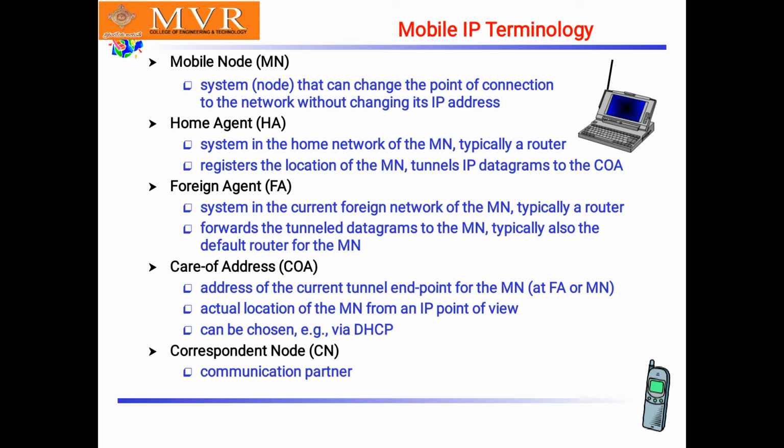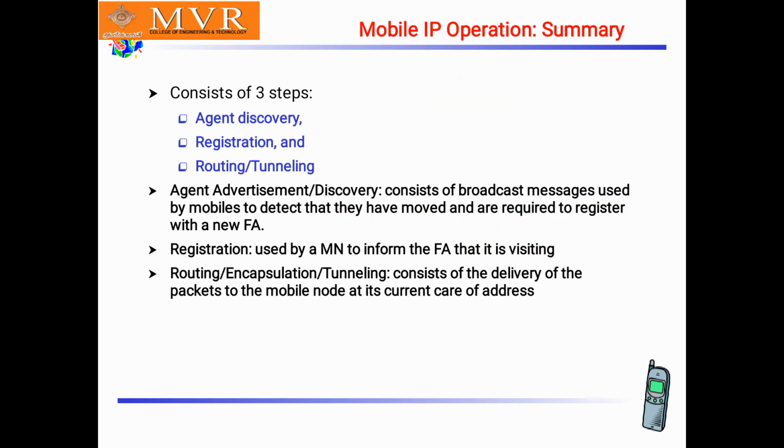Correspondent node, that is CN. It is used for communication pattern. So the mobile IP terminologies are mobile node, home agent, foreign agent, care of address, corresponding nodes. And mobile IP operations, here the operations consist of 3 steps. Those are agent discovery, registration and routing and tunneling.